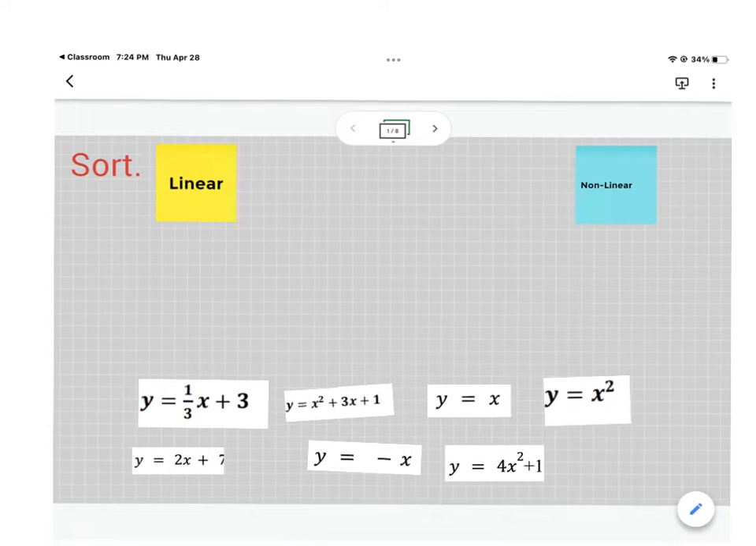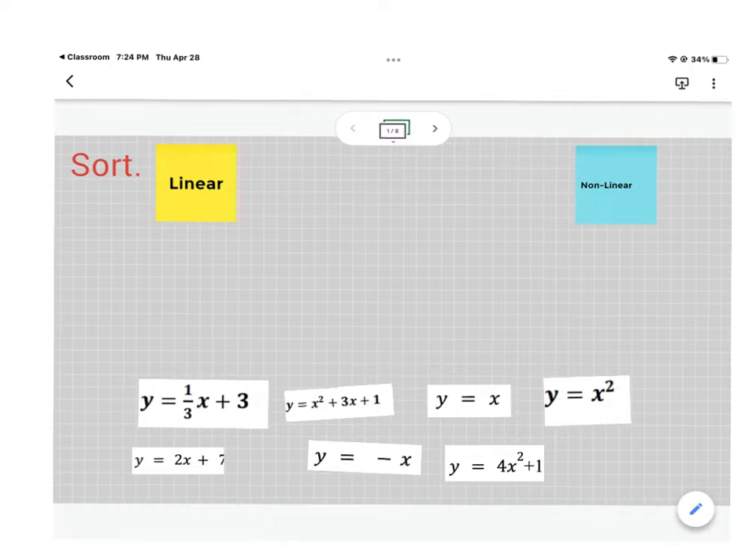So the first thing I noticed from Tuesday's Jamboard is that some people had difficulty sorting linear versus nonlinear equations. It's important to remember that a linear equation is going to form a line, and a nonlinear equation will form a not line, or something curved or bent. If you remember from before vacation, we did a little activity where we entered all these equations into Desmos, and we saw which ones formed lines and which ones didn't.